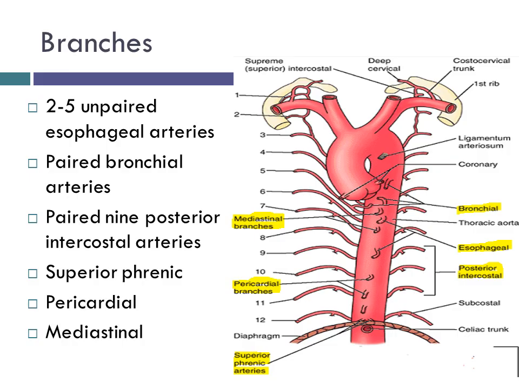The major branches of the descending aorta are the 2 to 5 unpaired esophageal arteries, then the paired 9 posterior intercostal arteries and the bronchial arteries. The bronchial arteries on the left side are direct branches of the descending aorta, whereas on the right side the bronchial arteries arise from the posterior intercostal arteries. Then we have the mediastinal branches supplying the structures in the mediastinum, the pericardial branches and the superior phrenic arteries.